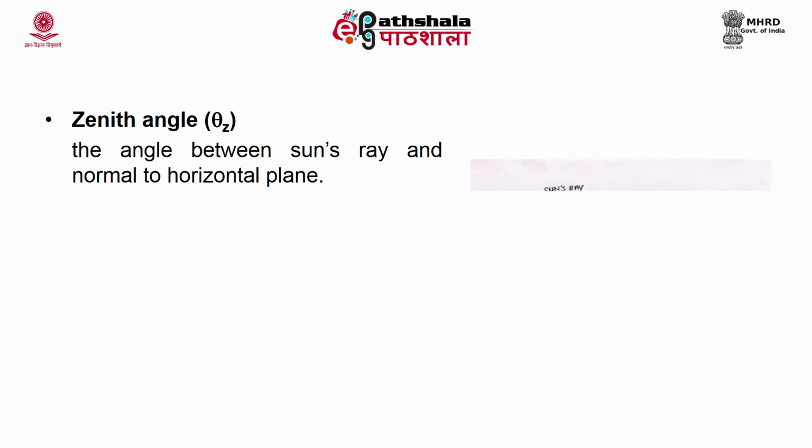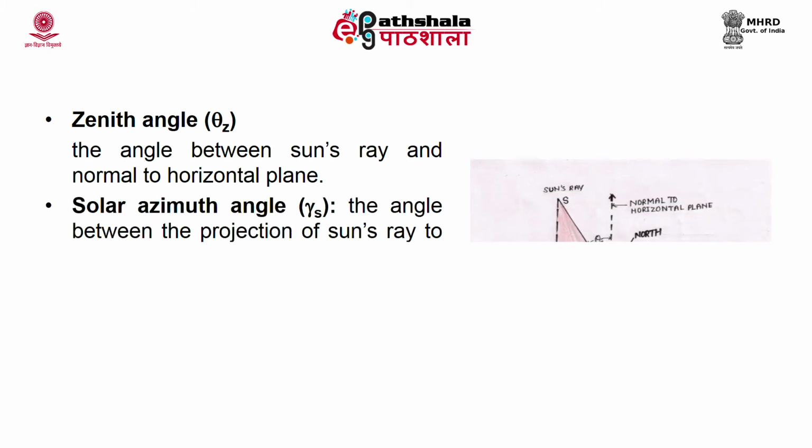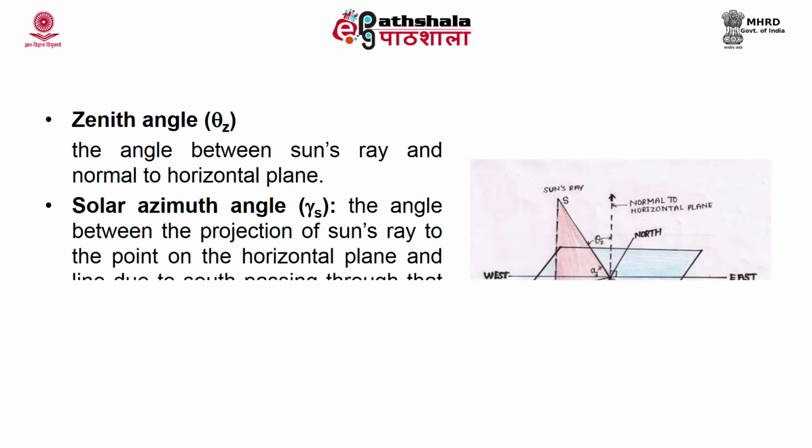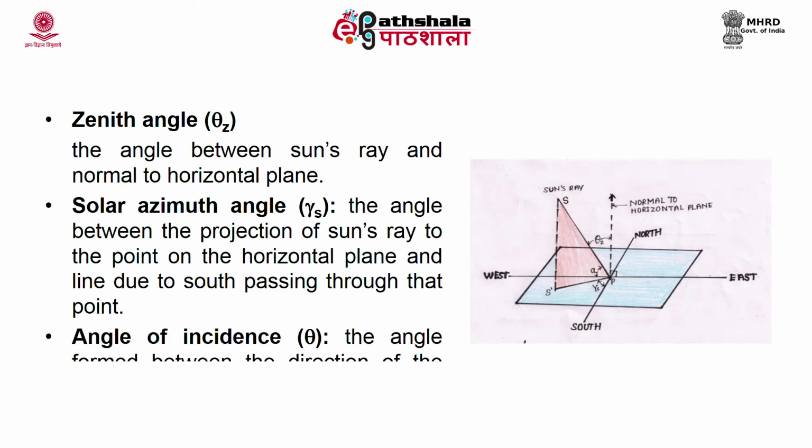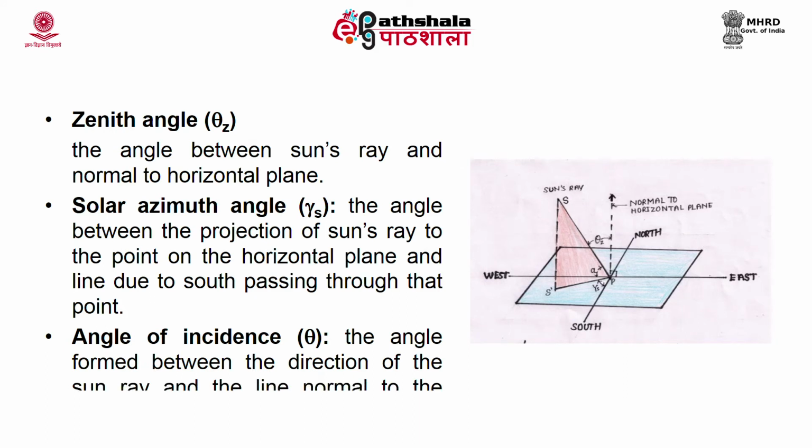There is another angle, the solar azimuth angle. It is denoted as gamma s. It is the angle between the projection of the sun's ray to the point on the horizontal plane and the line due south passing through the point. The value of this azimuth angle is taken positive when the measurement is done from south towards the west. Angle of incidence is denoted as theta. It is the angle formed between the direction of the sun ray and the line normal to the surface.